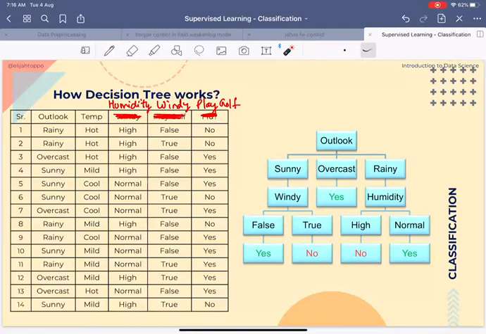Outlook is the most important for the decision, and we take that as the base. And next, depending upon the temperature, whether hot or mild or cool, that is of less importance when compared with windy. So my question is, how do we decide if Outlook is the most important?